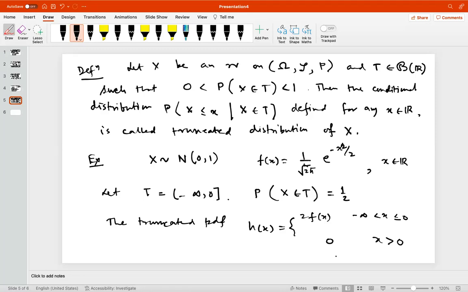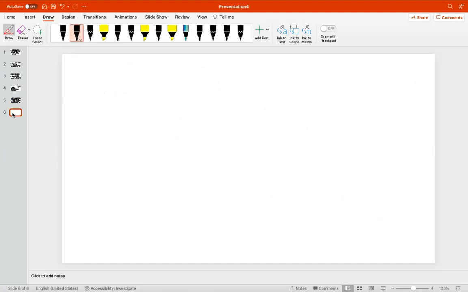Similarly, you can do it for the Cauchy distribution. Now, the next important part is independent random variables. What do we mean by independent random variables? So now we are going to define independent random variables or random vectors. We first define it for two dimensions.